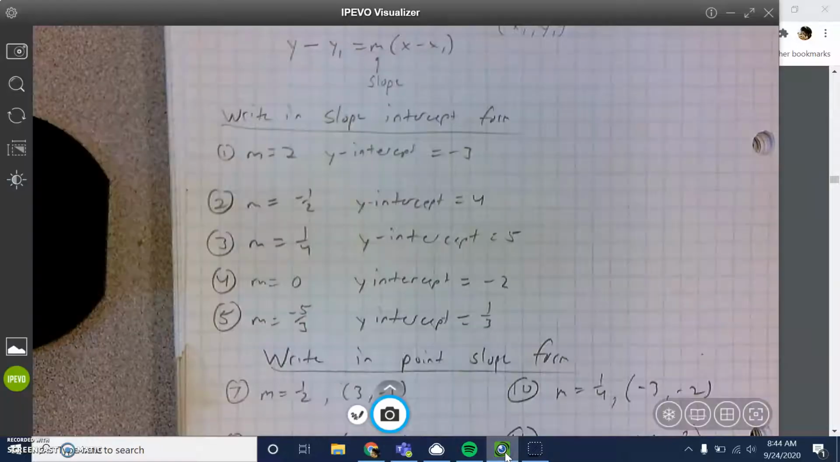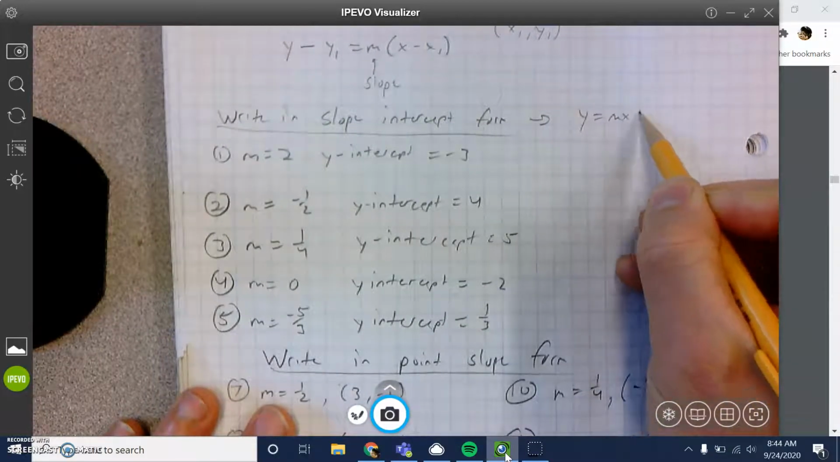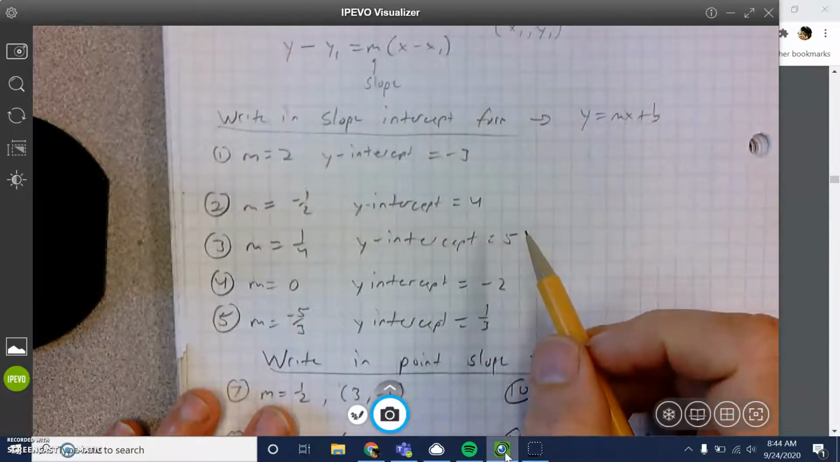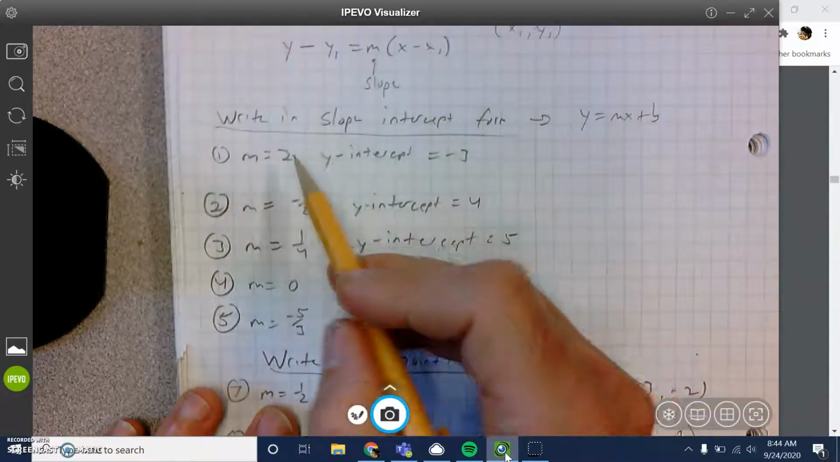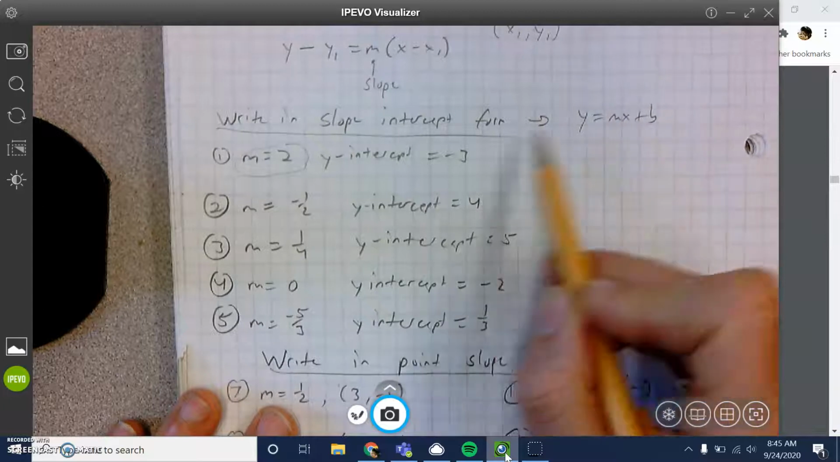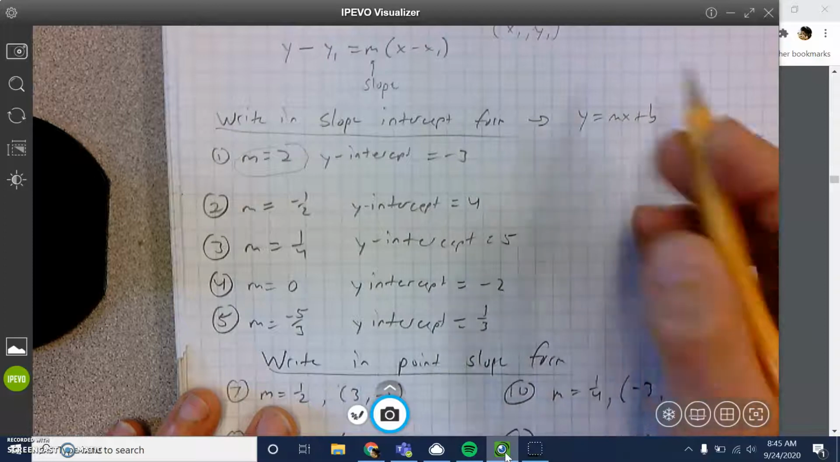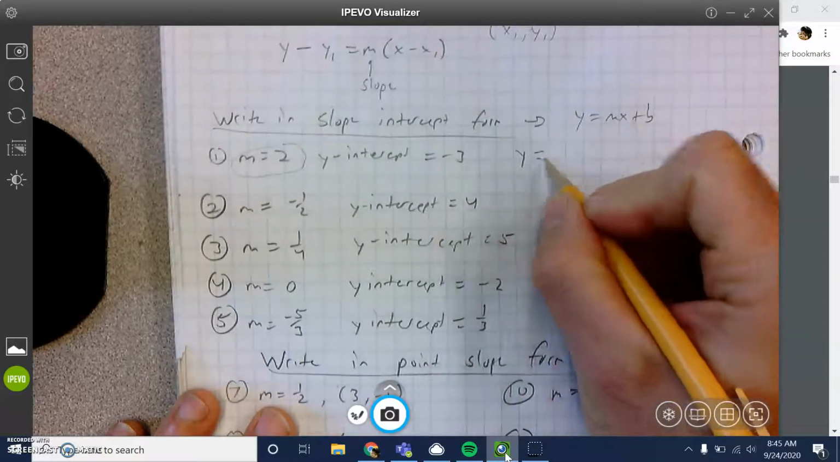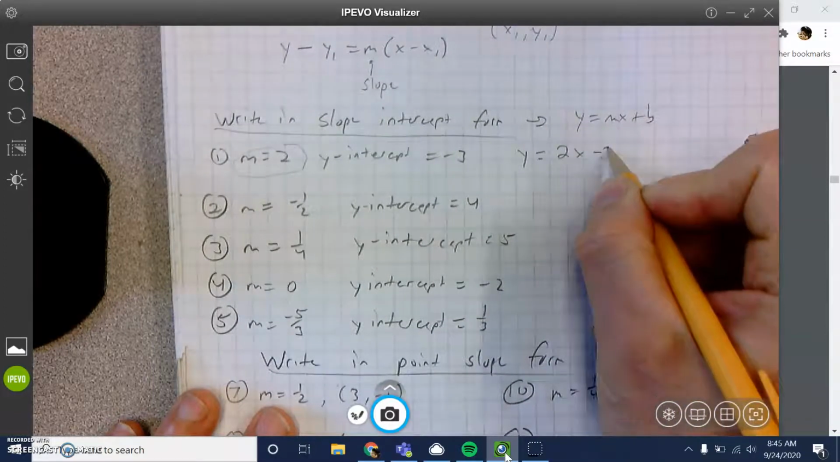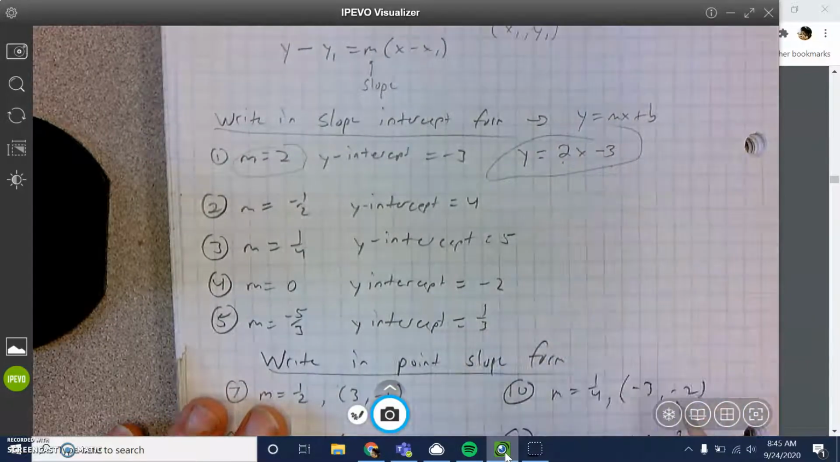All right, cool. So here you go. Write in slope-intercept form. Slope-intercept form is y equals mx plus b. Copy down what I copied down. So m in number 1 is 2, so 2 is going to go here. And then the y-intercept is negative 3. The y-intercept is b, so negative 3 is going to go here. So this is going to be y equals 2x minus 3. The y-intercept is negative 3. The slope is 2. Got it.